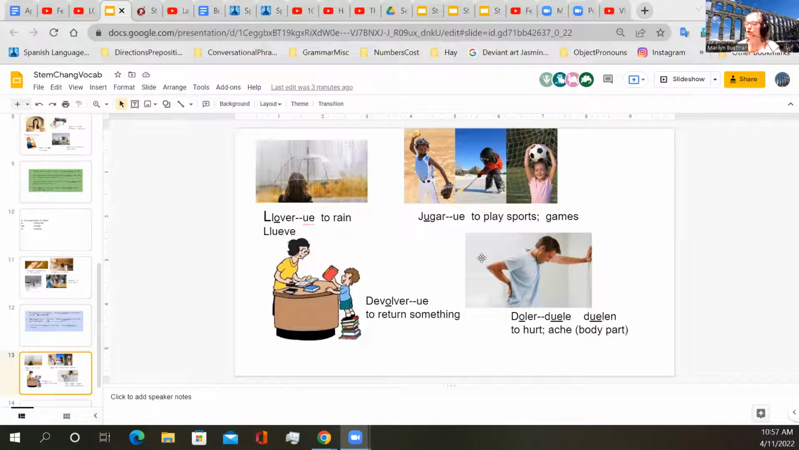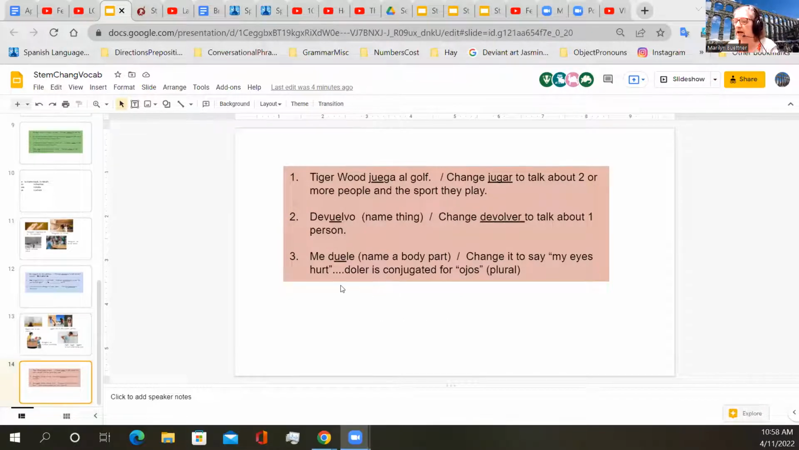And doler, to hurt. And that doler one is a little bit odd. Doler is either going to be duele or duelen. It will never get a yo form. It will never get a nosotros form. It will never get a tú form, because when you use doler, it means a part of your body hurts. And that part of your body is a double thing, a multiple thing, or a single thing. A body part is either a onesie or a multiple. And that's the way that verb gets used. Okay. So that one might be a little bit confusing, but here you go.